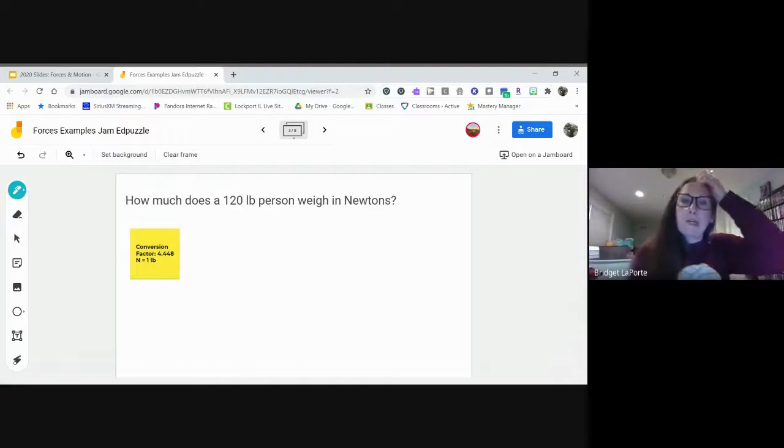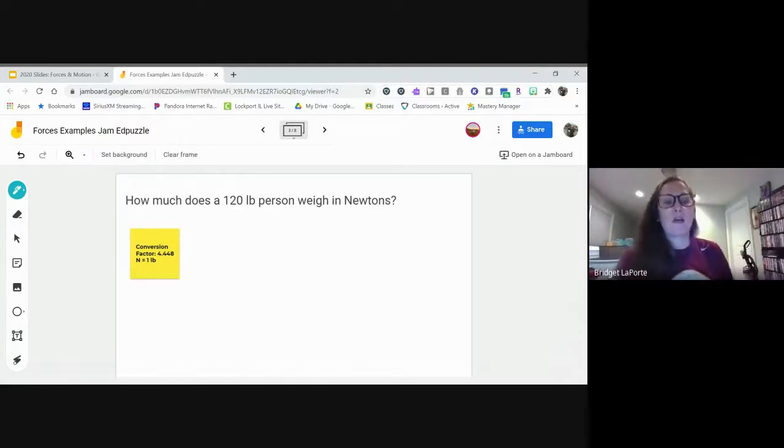So we are going to do our first of two conversions to practice using our conversion factor for newtons and pounds. We need to be able to move between our common unit, which is pounds here, the 120 pounds, and we want to end up in newtons, which is our metric system unit. So we are going to follow our rules of DA.